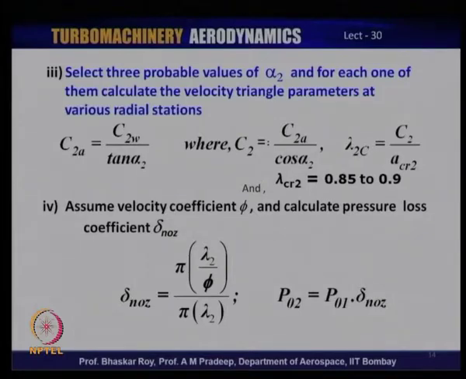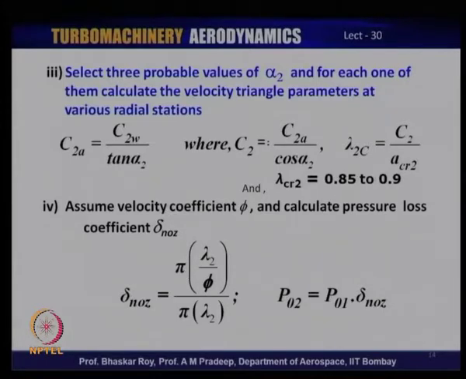So, from step 3 onwards, you are calculating for at least 3 probable values of alpha 2 at mean diameter. If you have the capability, you can probably go for more values of alpha 2. We have seen the probable values of alpha 2 quite often are between 60 and 70 degrees. However, for a particular design you may like to choose some different values also, hold them within the probability, and then select so many probable values of alpha 2 and compute the velocity triangles at various stations.